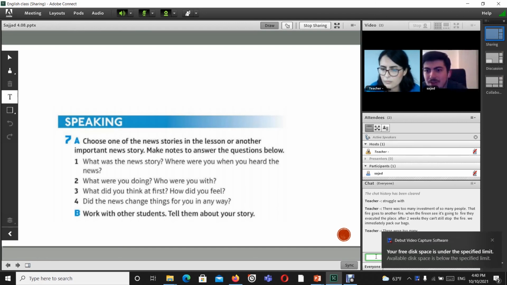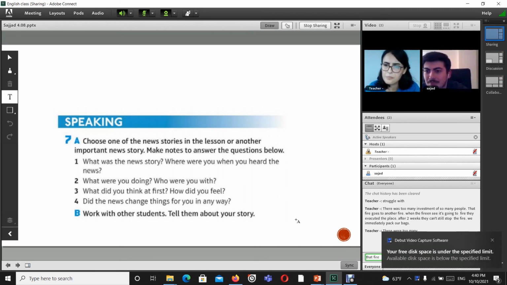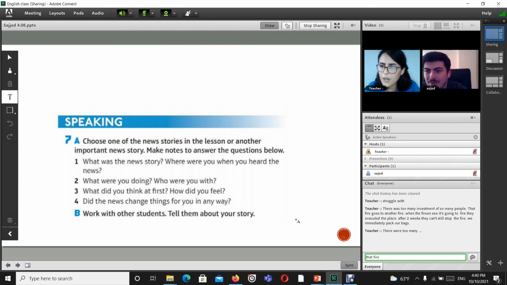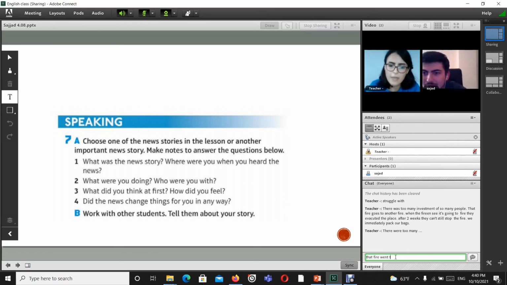That fire goes to another fire. I don't know what's the word for that. The problem is not the word, Sajjad. Think about the tense. That fire goes every day to another fire? That fire went. We have no problems with the vocabulary items. We are not thinking about them right now. We are thinking about the time. That fire went to another fire. Okay.